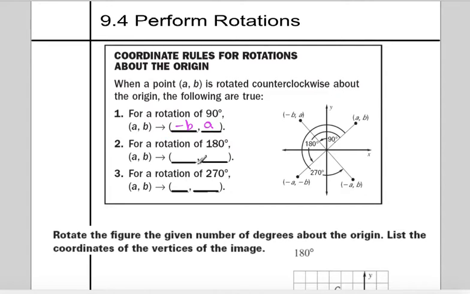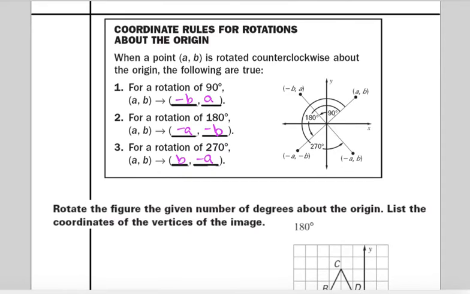The rule for 180 is that a and b stay where they are, but they change sign. So you won't be having to switch the placement of x and y, just change all the signs. And then for the 270, they switch places, but the old x value, so the old a, moves to your y value and changes sign. The old y value is the new x value.